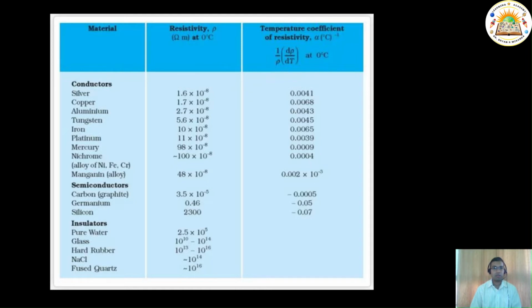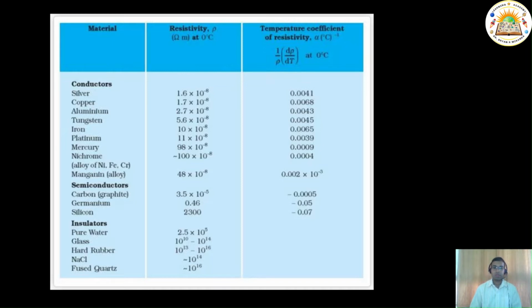If you see silver, as I had previously told, gold, silver and copper are the three best conductors of electricity and heat. That means there is going to be minimum resistance offered. But if you look at aluminium, tungsten, iron, again there is some amount of resistance offered, which is more than pure gold, silver and copper. We also have alloys, let's say nichrome, which is an alloy of nickel, iron and chromium. Manganese is another alloy that is used in making resistance boxes.